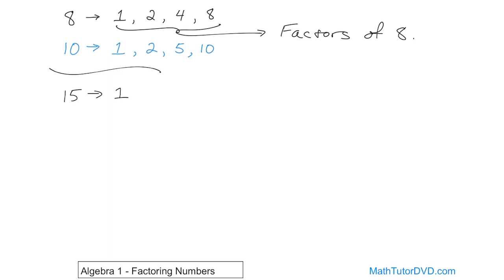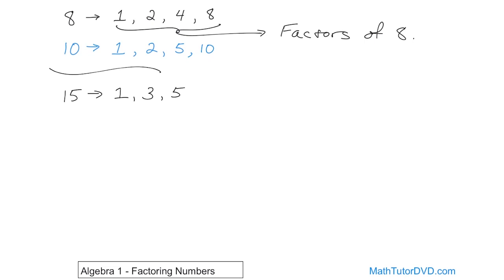Well, I told you number 1 is always a factor, so you can put that there. Then you ask yourself, is 2 a factor? 2 cannot divide evenly into 15, so it's not a factor, but 3 can, so that's a factor. 4 is not a factor. It cannot divide into 15. But 5 is a factor because 5 can divide evenly.